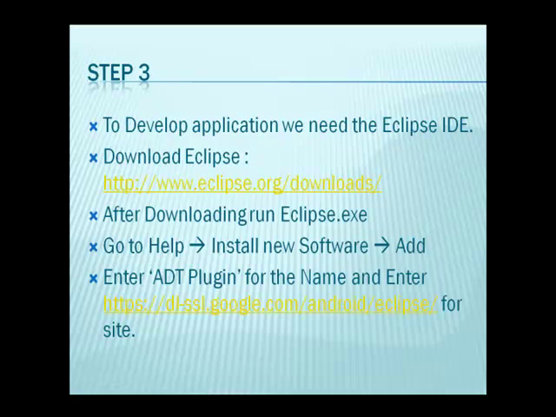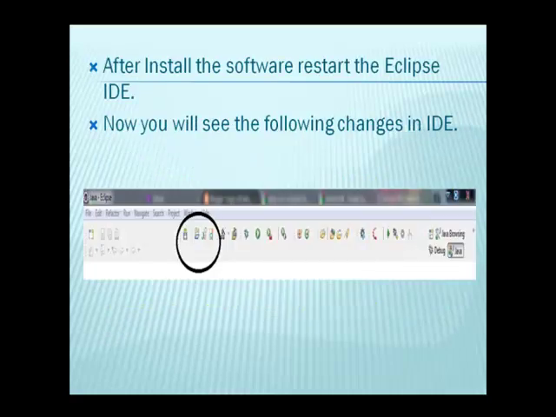To develop applications, we need Eclipse IDE. Download Eclipse. After downloading, run eclipse.exe. Go to Help, Install New Software, and enter the plugin name and the site. After installing the software, restart Eclipse. Now you will see the following change in the IDE.